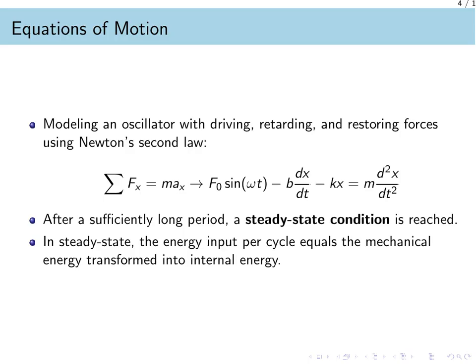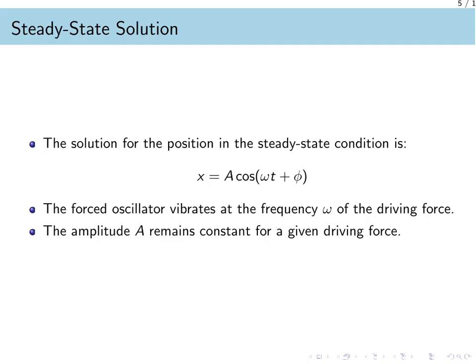After the driving force acts for a sufficiently long period, the system reaches a steady state condition. At this point, the energy put into the system by the driving force in each cycle exactly equals the mechanical energy transformed into internal energy due to damping. Once the system reaches the steady state, we can describe the position of the oscillator using a specific solution. The position equals the constant amplitude times the cosine of the quantity angular frequency times time plus a phase constant.